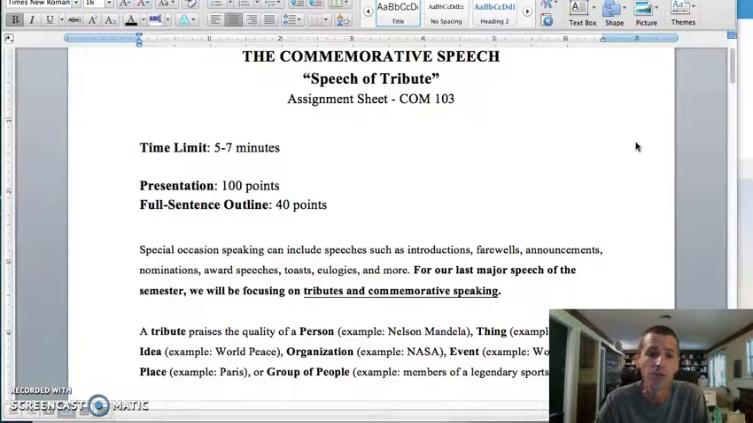So, speech of tribute. Time limit, first off, is back down to 5 to 7 minutes. So we got a 5-minute minimum, 7-minute max. You can go over by 30 seconds without getting docked points, but anything under 5 or over 7.5 will get a point deduction for the time limit. Presentation, as usual, is worth 100 points, with the full sentence outline worth 40.